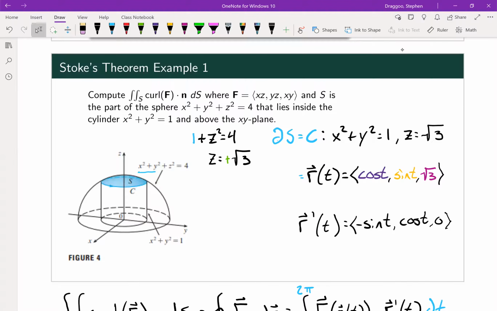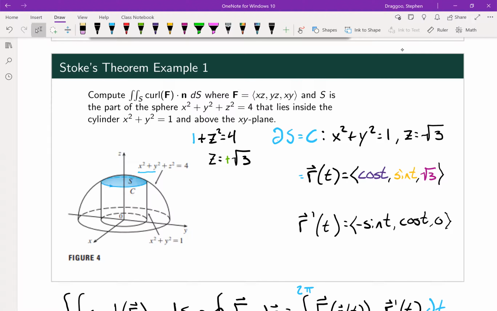So in this first one, we're going to compute the surface integral of the curl of F dot n dS, where F is some vector field. S is going to be the part of the sphere of radius 2 that's centered at the origin, and it lies inside the cylinder of radius 1 and extends in the z direction.